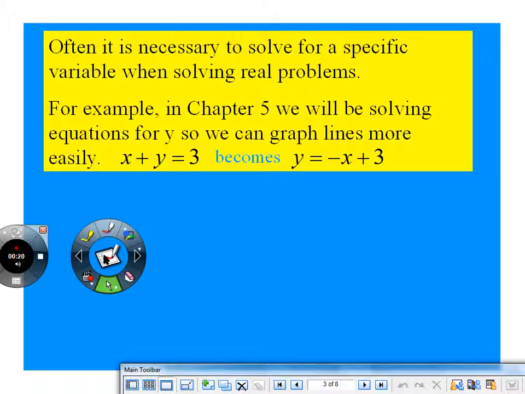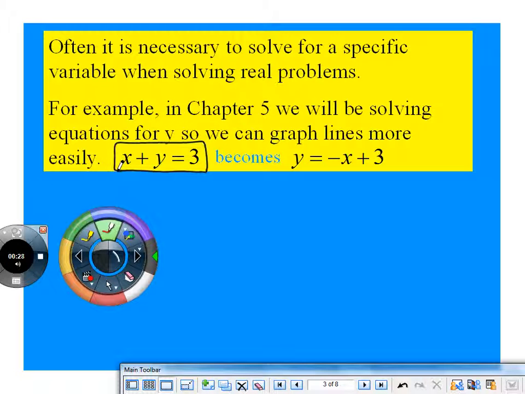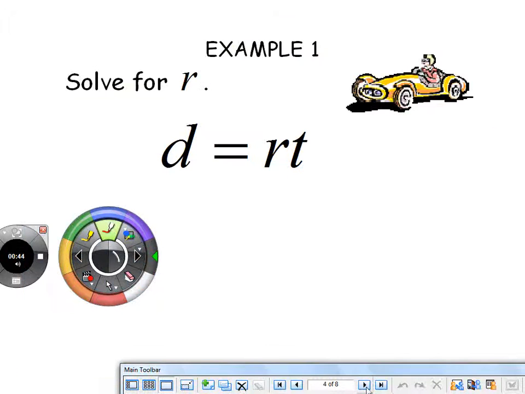It's going to be super helpful in Chapter 5 when we have equations like this one here, x plus y equals 3. It's going to be important for us to get that into what we call slope-intercept form. So we're going to want to get this y by itself. So if we do that, we would subtract the x over. So it would become this. It's going to be critical to be able to do that pretty easily. Okay? So there definitely are some good things about solving for variables.